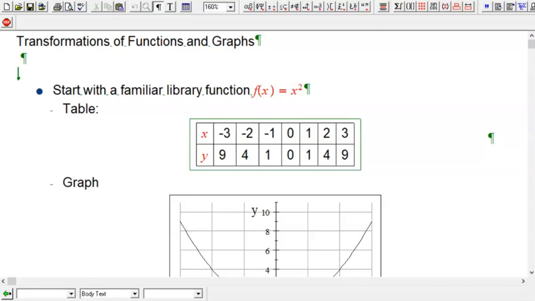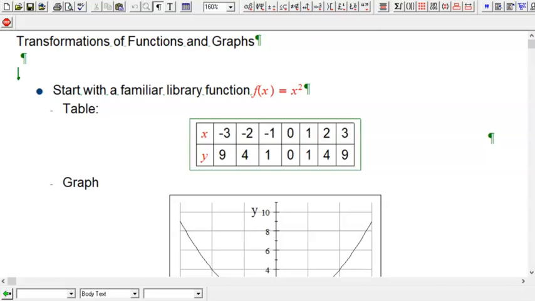Let's talk about transformations of functions and graphs. This is an essential element because we have a few library functions that we understand, we know how to graph, we're getting good practice with, but we want to build that out and show some tools to build much, much more general functions and understand how they work and what their graphs are based on the library functions.